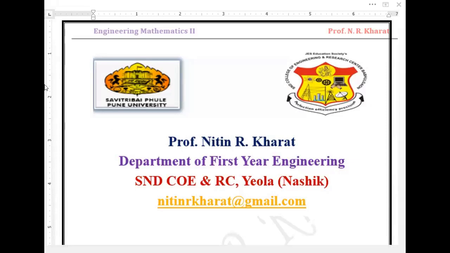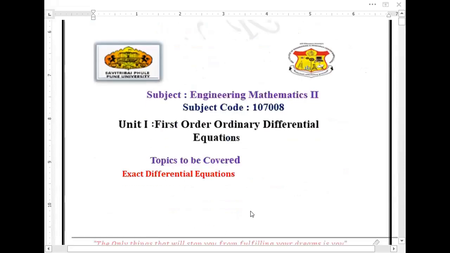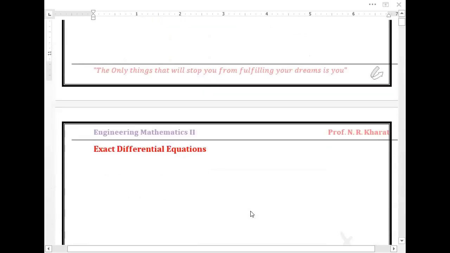Today we will see the next topic of the online series, and today's topic is exact differential equation. Before we start, we already saw what is meant by a differential equation, and how to find its order and degree, which was covered in the previous lecture. Today we will move towards the new topic, that is exact differential equation.